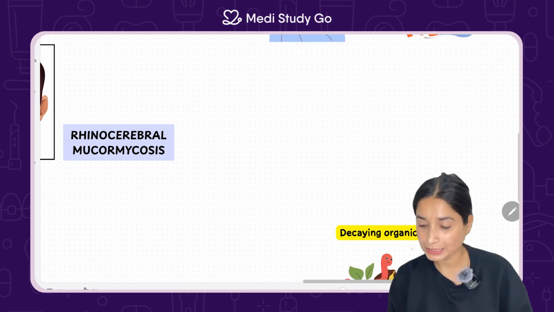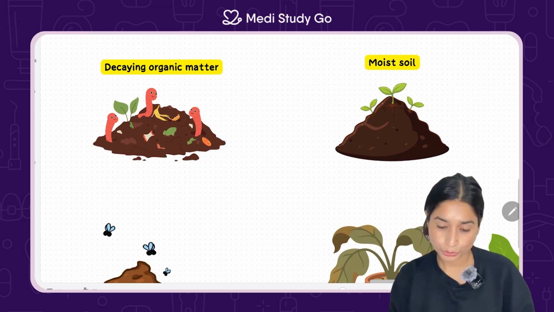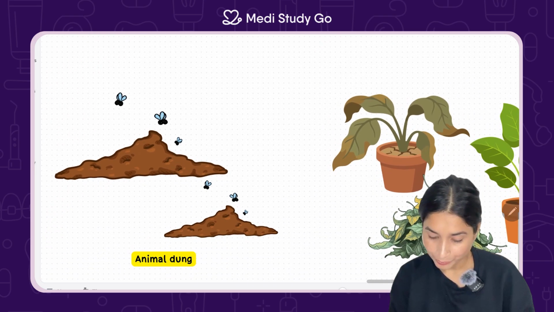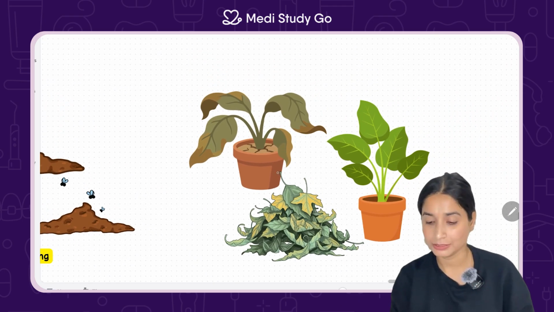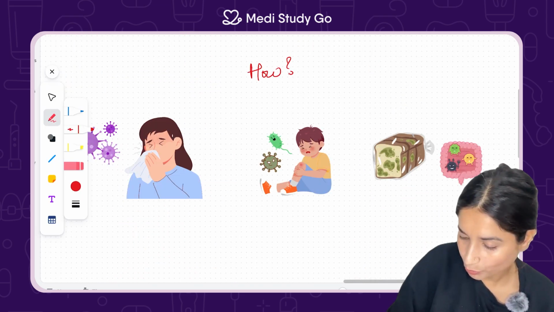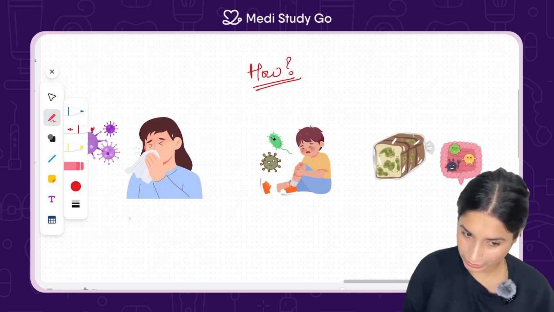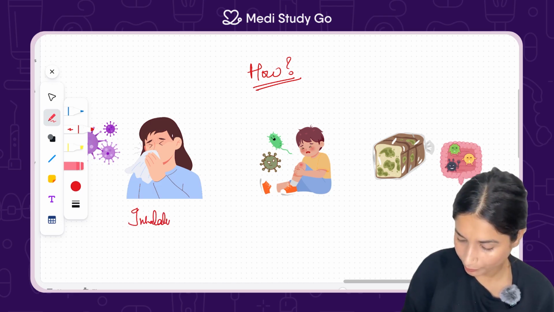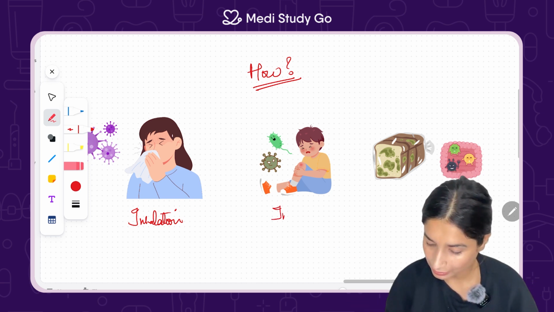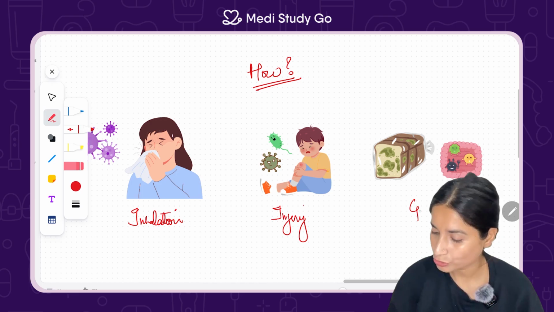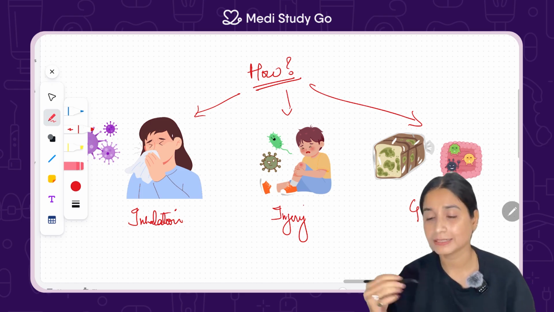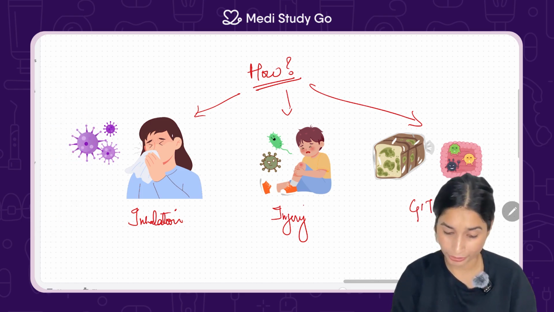Now where will we find these mucormycetes? You find them in decaying organic matter, in moist soil, in animal dung and in plants. These are the areas where you can find this organism. Most important, how does it get spread? It can spread through inhalation, from one human being to another. It's a communicable kind of disease. It can transfer through any injury or through the GIT, any gut related issue. So these are the three entries by which this organism can travel into our body.